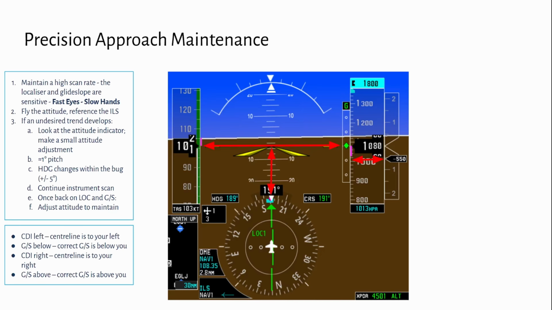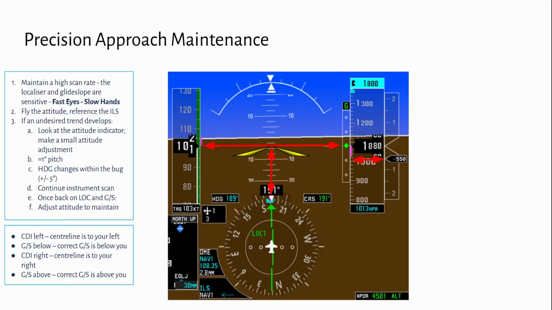So the precision approach maintenance. So now you know how to intersect the glide path. Now we're going to learn how to maintain the glide path. So we want to maintain a very high scan rate. Our eyes are going to be going very quickly because we're both looking at the localiser and the glide slope, and they're sensitive. So we want fast eyes, slow hands. We don't want to be making large corrections, otherwise our approach is going to be very unstable.